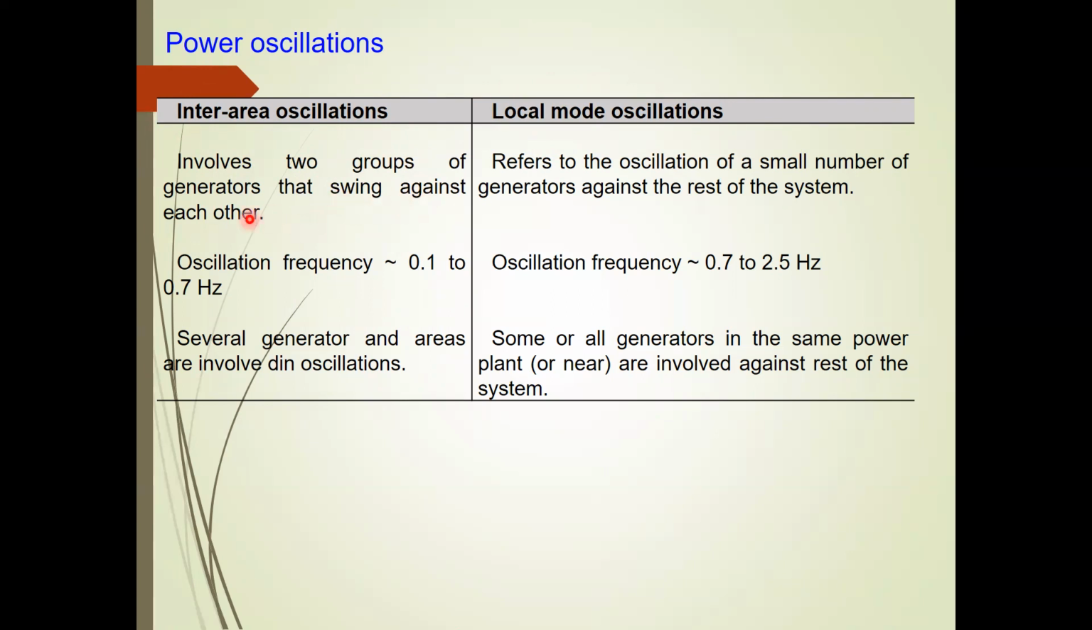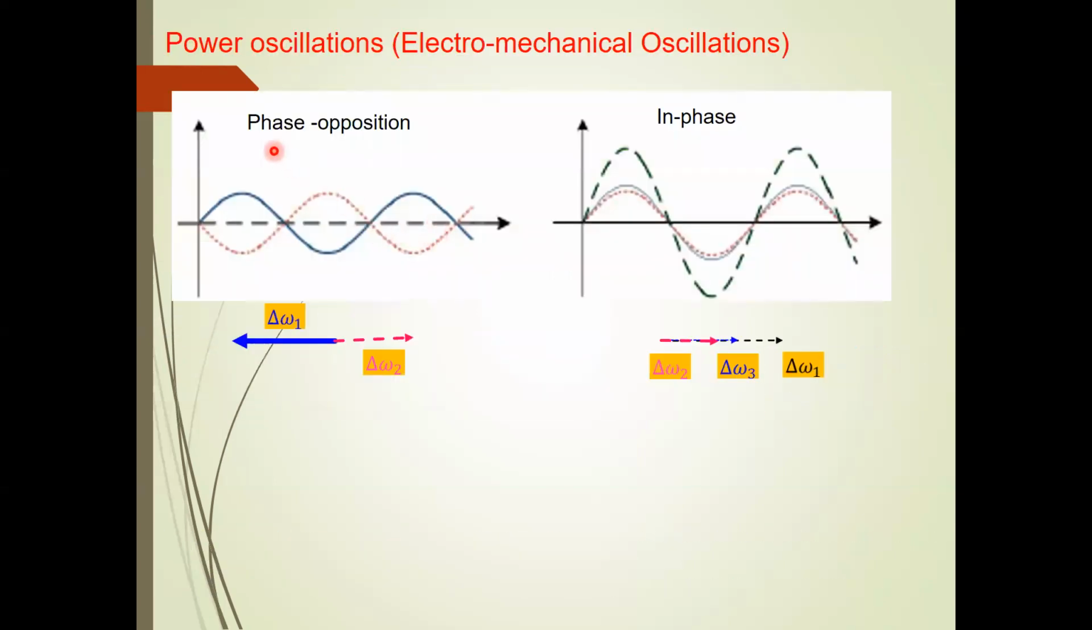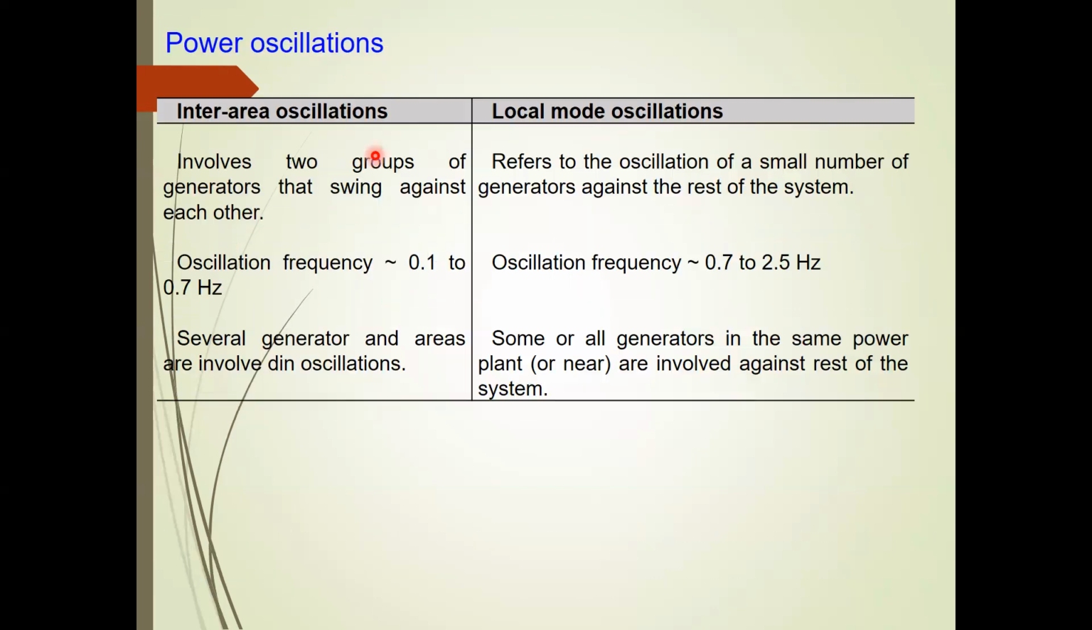When we say swinging against each other, it means that the phase of oscillation associated with inter-area oscillation will be either a phase shift or a phase opposition, more or less. So in most cases these groups of generators will be oscillating in anti-phase, or there is a phase shift. So for inter-area oscillations, mainly we observe either a phase shift or phase opposition.